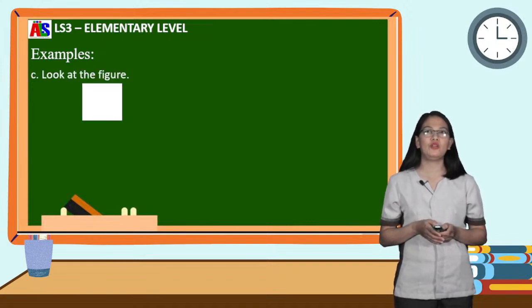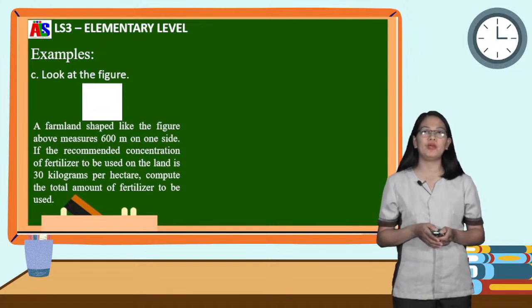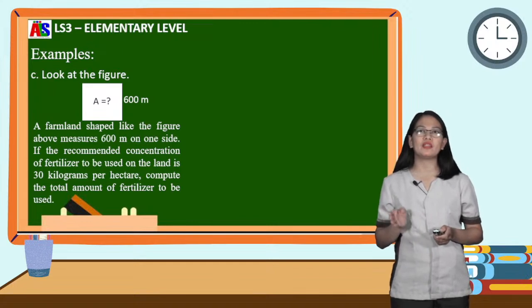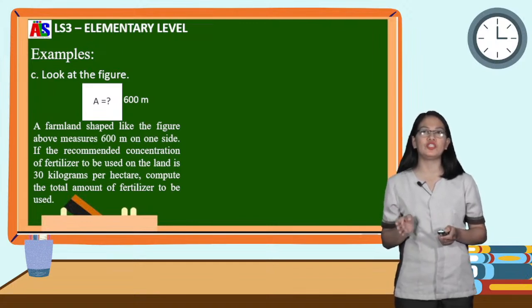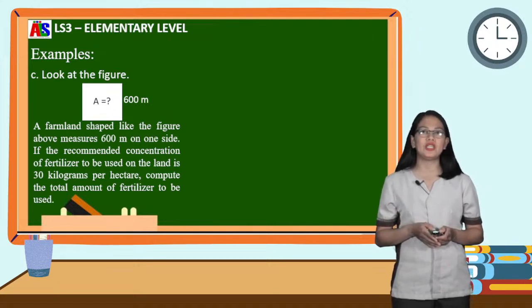Next example, look at the figure. A farmland shaped like the figure above measures 600 liters on one side. If the recommended concentration of fertilizer to be used on the land is 30 kilograms per hectare, compute the total amount of fertilizer to be used.